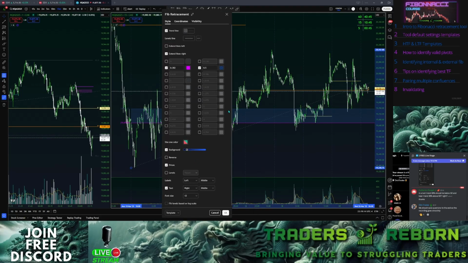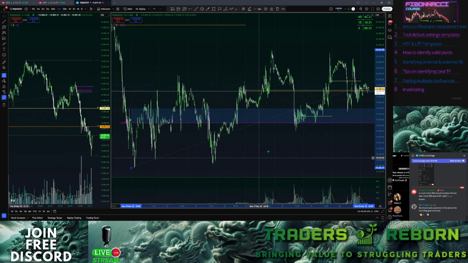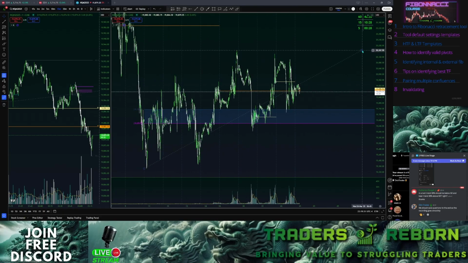That's my high time frame template right here. The high time frame template looks like this. The lower time frame template looks like this. So essentially, you just keep the two levels, and whether or not you want to see the 0% or the 100%, all it does is show you where you drew it from. I can see it from here once my mouse is highlighted over it. That dot right there is where I drew it, from that high to this low.